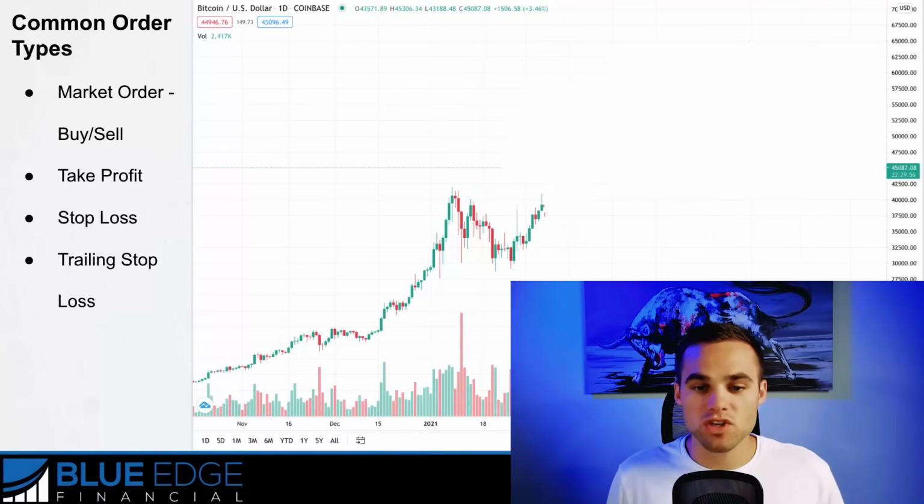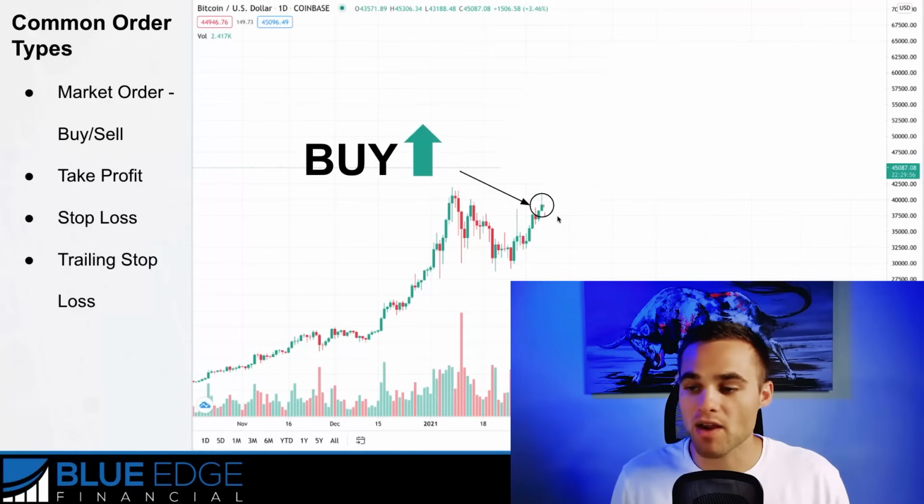The next thing is what's called a trailing stop loss, and this is a little bit more advanced, but basically, let's say that we put a buy order right here.